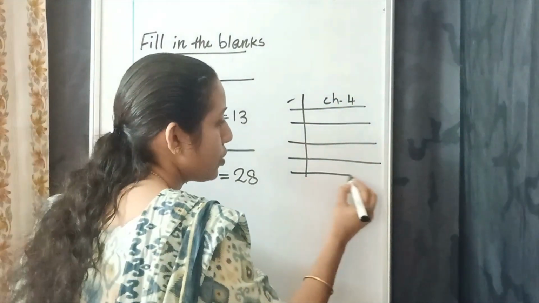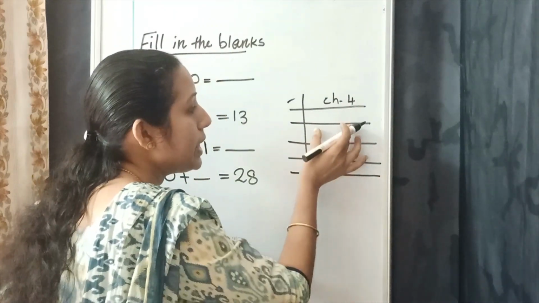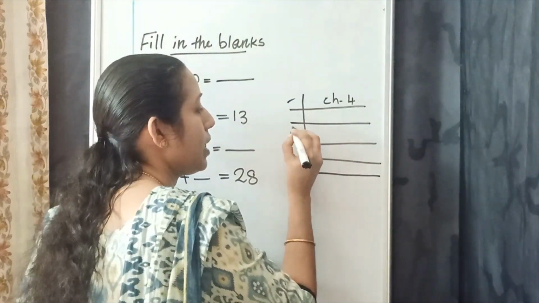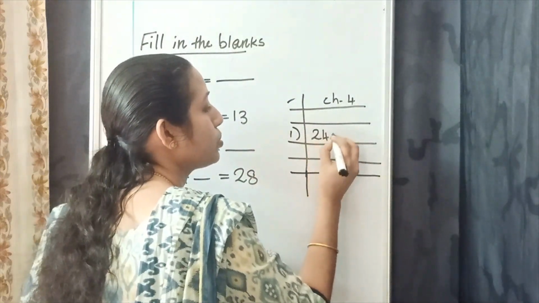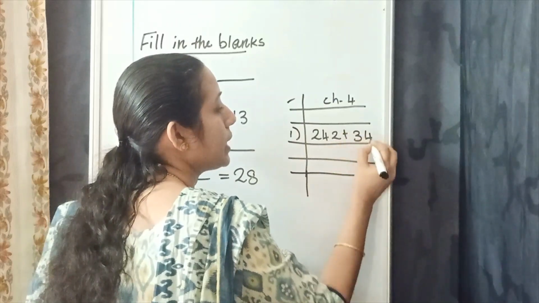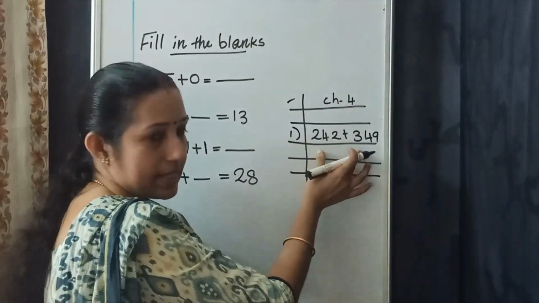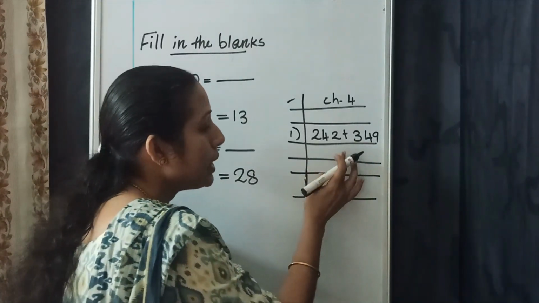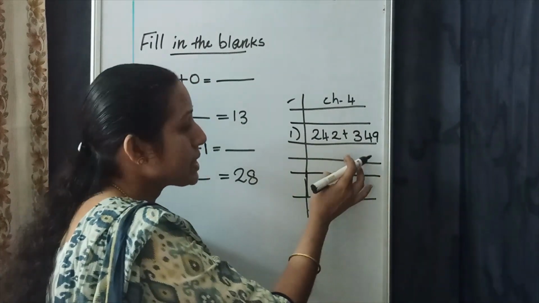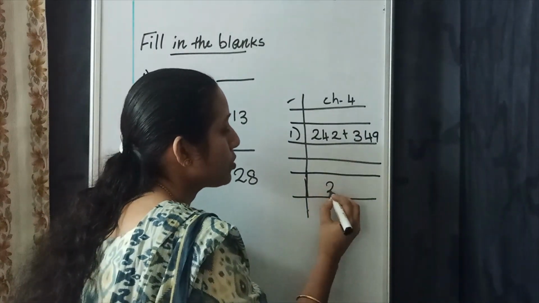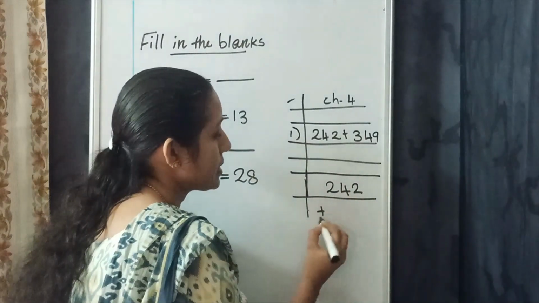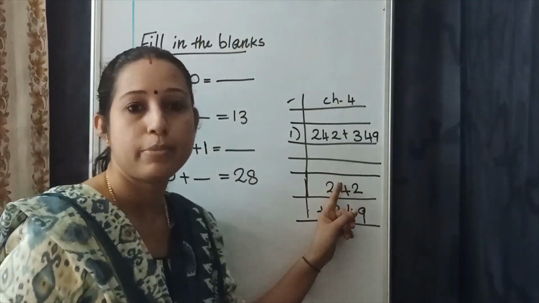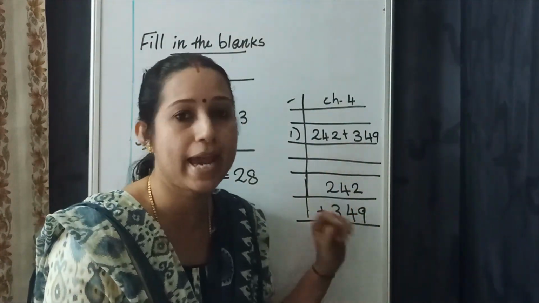When you write the problems, you leave one or two lines. For example, if the question is 242 plus 349, then we have to arrange and write this in the vertical column method. So you leave two lines, and you can start from here: 242 plus, on the next line 349. Why do we leave this line? Because we can use this line to write the carryover.